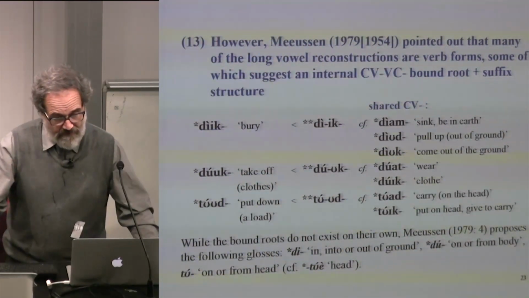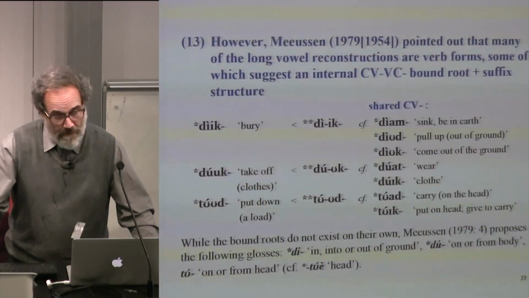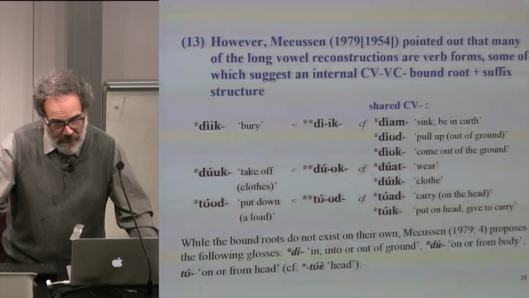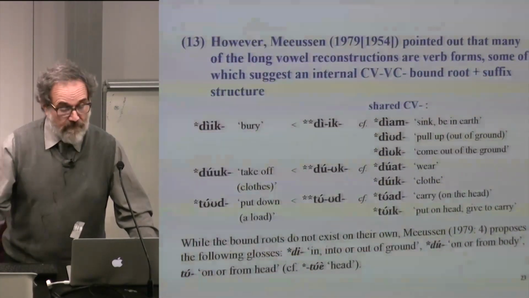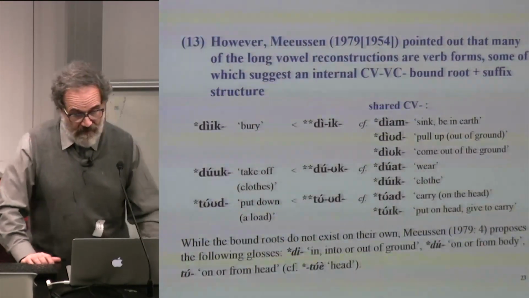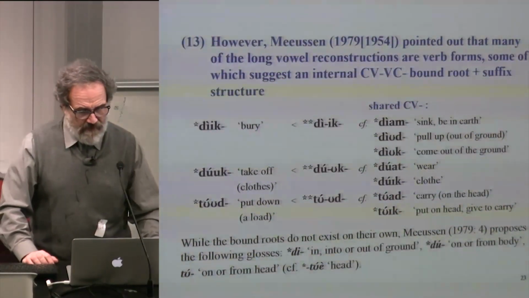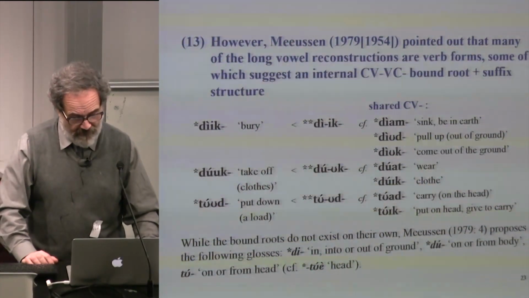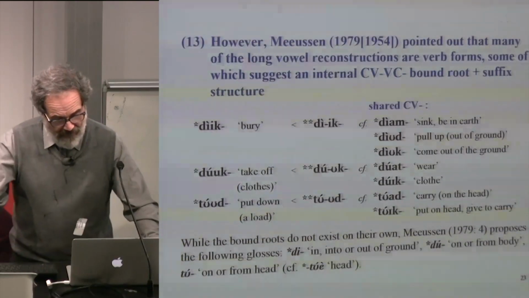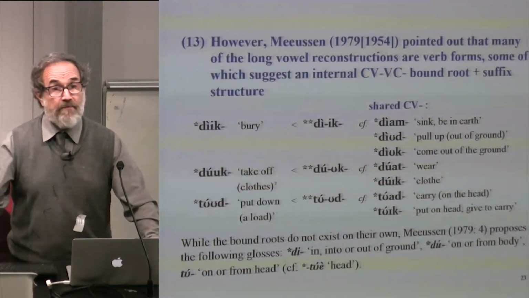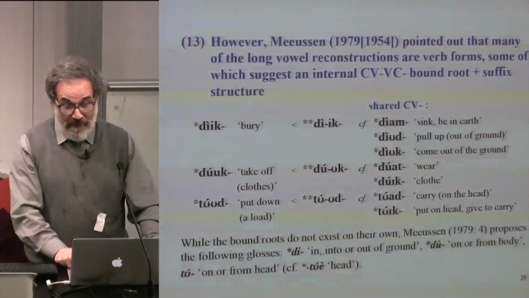And the reason for that is that if you look at the forms in the last column, diam means sink or put in earth, diud means pull up out of the ground, diuk means come out of the ground, and similarly for the other forms underneath. These are showing that there's some reason to think of the long-vowel form as having internal structure, as being two morphemes. The bound roots do not exist on their own, however, though Meeussen tried to give them meanings as to what they might have had in pre-Proto-Bantu, perhaps.